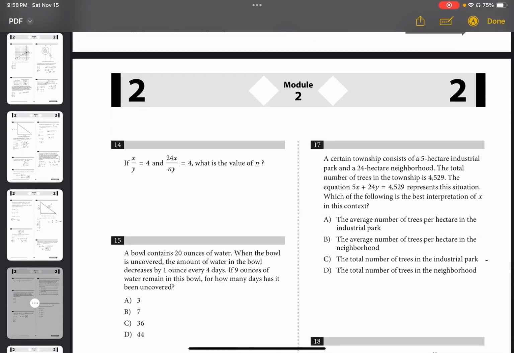Question 14. If x over y is equal to 4 and 24x over ny is equal to 4, what is the value of n? Okay, so if we substitute 24n and then plug in our value for x over y right here, which is 4, and set that equal to 4, we can now solve for n. So we're going to move n to this side. We have 24 times 4 is equal to 4n. Divide both sides by 4, and we get n is equal to 24. That's going to be your answer.